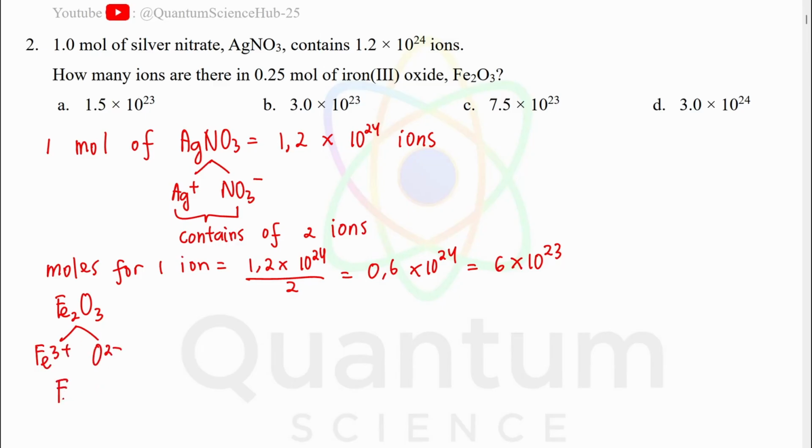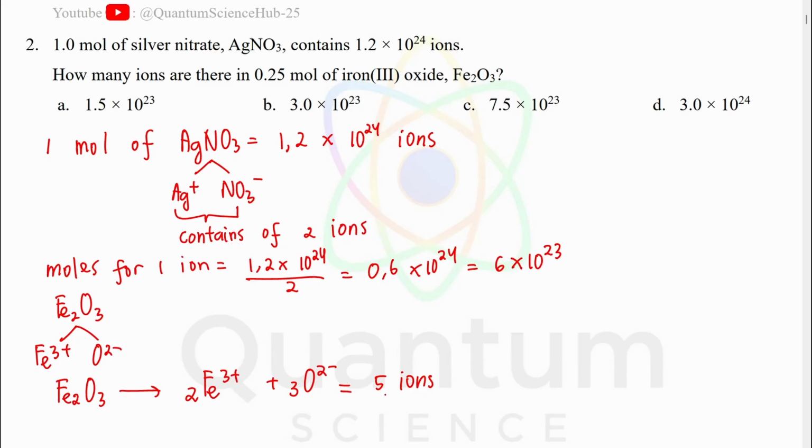Or I can say Fe2O3 is Fe3 positive plus O2 negative. Now balance the equation. In here, I have Fe2, but in here still Fe1. So that's why I will put 2. And in here, O3, but here is still O1. So that's why I will put 3. Now, how many ions altogether? So we have 5 ions per formula unit.